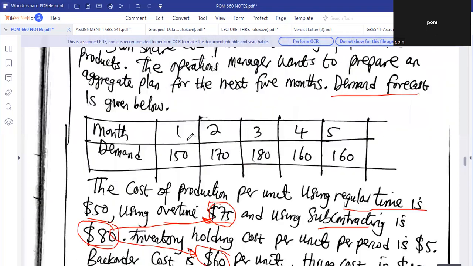We have how many months? 1 to 5 months. The aspect we need to look at is that in each of these months, customers are demanding: month 1, 150 units, month 2, 170 units, month 3, 180 units, month 4, 160, month 5, 160 units. These are the units that customers are demanding.